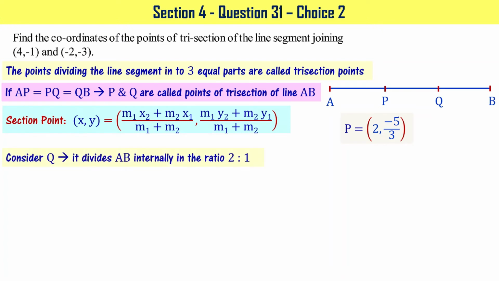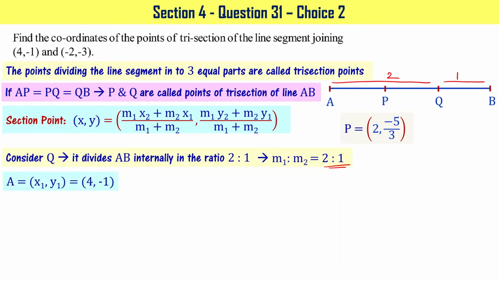Let us consider Q. As you see here, it divides AB into two parts, right? This is part 1 and this is part 2. But if you see the ratio, it is going to be 2 is to 1, right? That's why I say m1 is to m2 equal to 2 is to 1. The difference is only m1 is to m2 is different now compared to the previous case, right? There it was 1 is to 2. Here it is 2 is to 1.